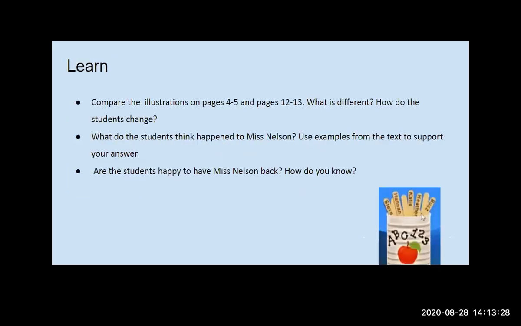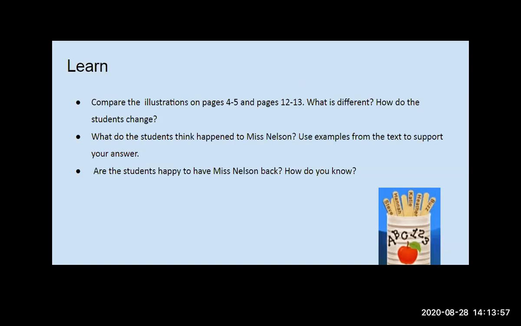So we are going to look at some of the pages today so that we can try to figure out what the essential meaning is of Miss Nelson is Missing. So we're going to look at the illustrations on pages 4 and 5 and page 12 and 13. And we're going to talk about what's different about them. How did the students change between those 2 sets of pages? So here we're going to go to page 4 and 5.